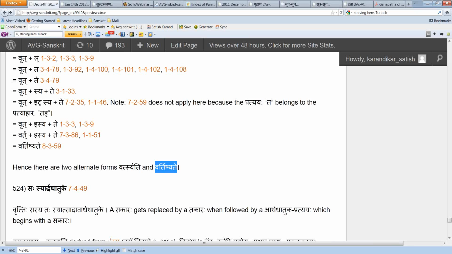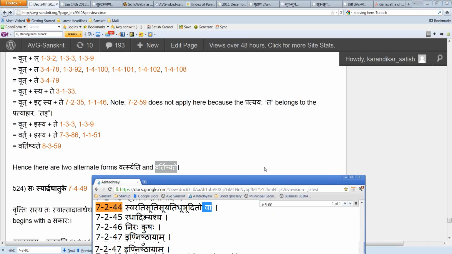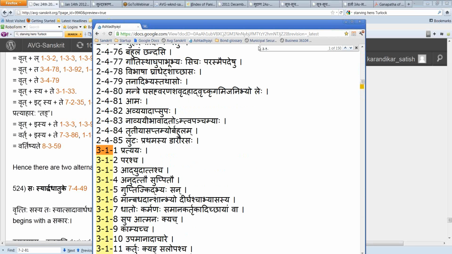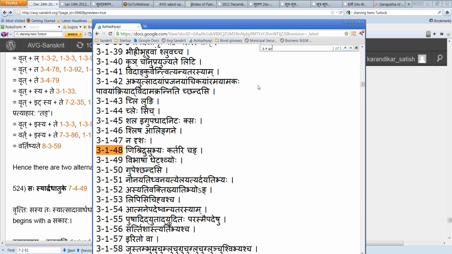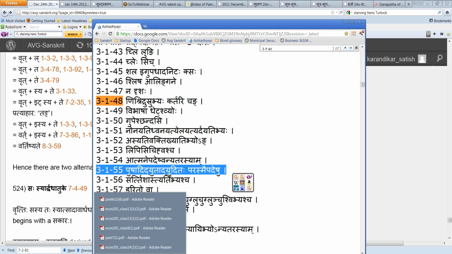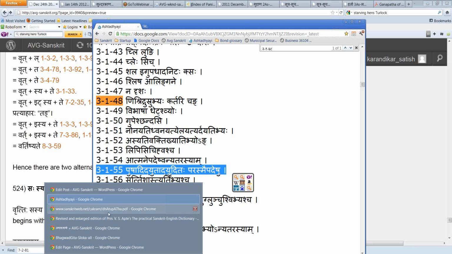Now, I know time is running out, so just as a heads up, in a few weeks we will look at this. This is just a side comment for today. Look at this sutram, pushadi dyutadi ridita parasmaipadeshu, dyutadi ganaha. This is not today's topic, but later, when we study the Lung Lakara, we look at sutram 3.1.55, pushadi dyutadi ridita parasmaipadeshu. So this Dyutadi is a bigger section which includes the Vritadi.